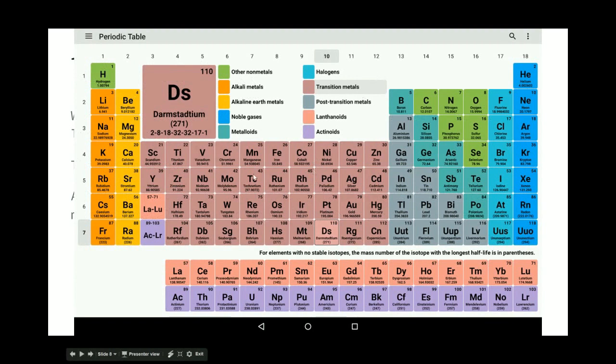You need to know that these are the transition, these are the post-transition metals. You need to know these are the semi-metals. You need to know that everything to the left of the semi-metals, or metalloids, everything to the left of that diagonal line are the metals, everything to the right are the non-metals. So you need to be able to recognize, more or less at a glance, metal versus non-metal.